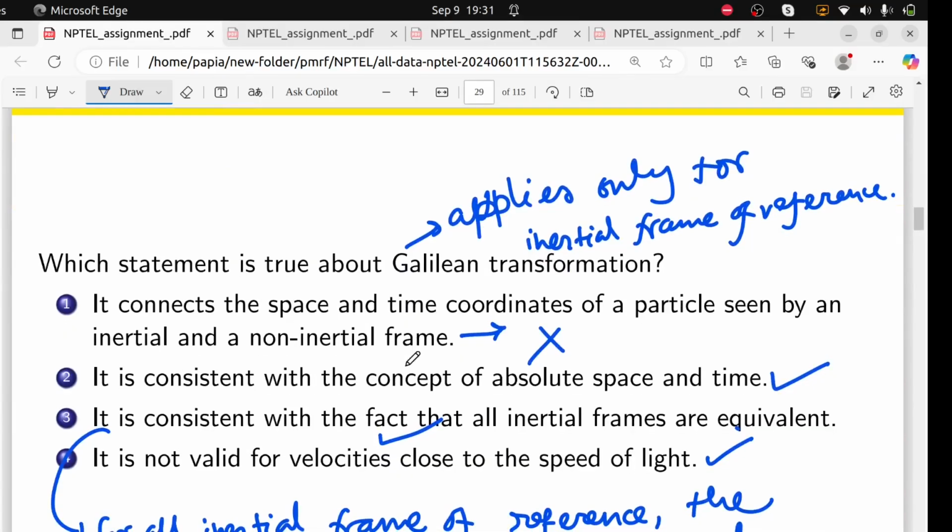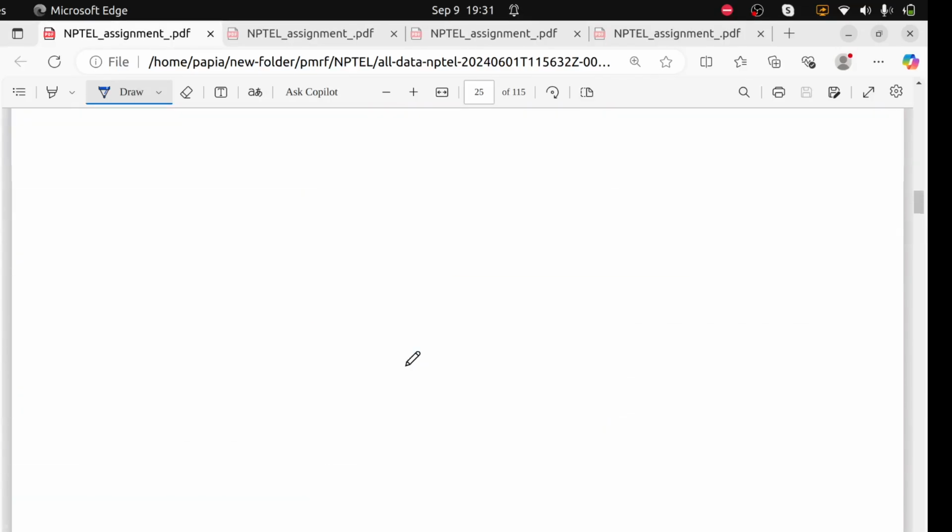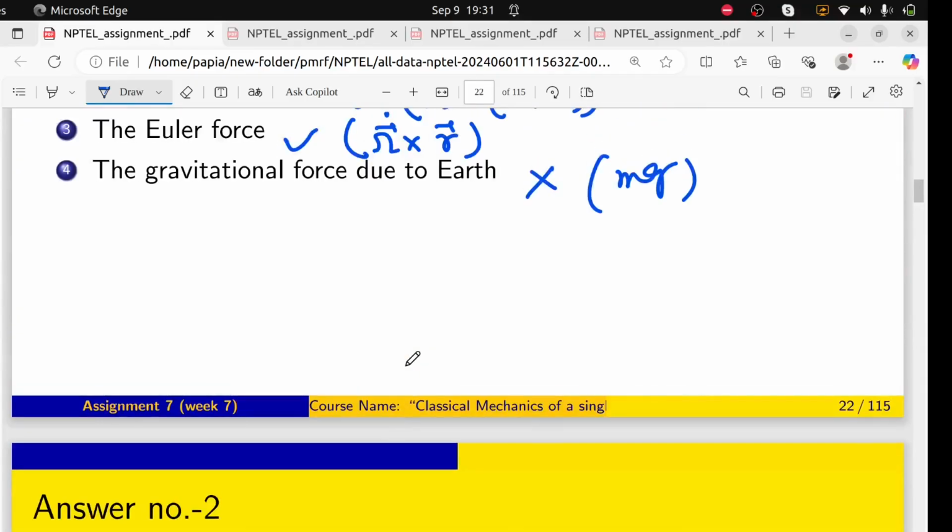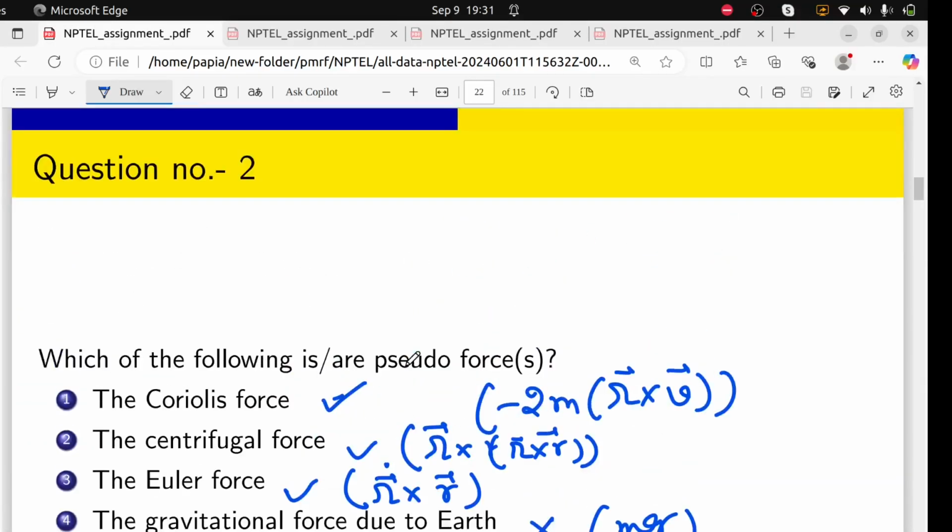Then which statement is true about the Gaussian transformation? Here we can see that it is consistent with the concept of absolute space and time. It is consistent with the fact that all inertial frames are equivalent. It is not valid for velocities close to the speed of light, otherwise it will come as the special theory of relativity. Which are the following pseudo forces: Coriolis force, centrifugal force, and Euler force.